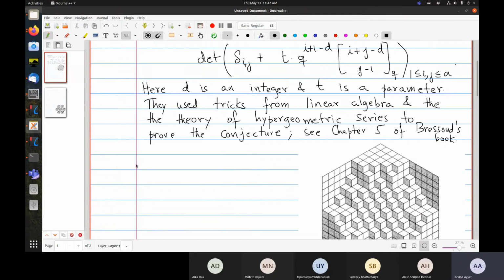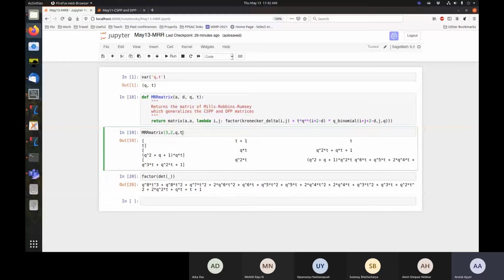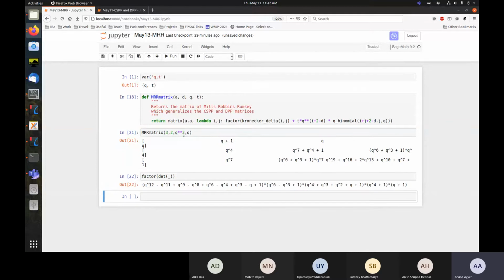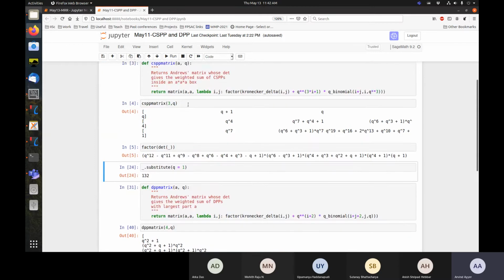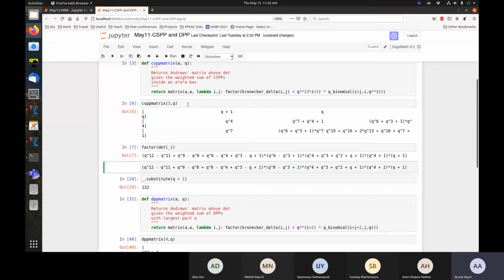But two special cases I should mention. Setting t equals q and replacing q by q cubed, and d equals 2, gives the CSPP matrix. So let me show you that. If I put t equal to q and I replace q by q cubed, then I get this factorization, and if you compare with the CSPP matrix, you can see that it's the same.